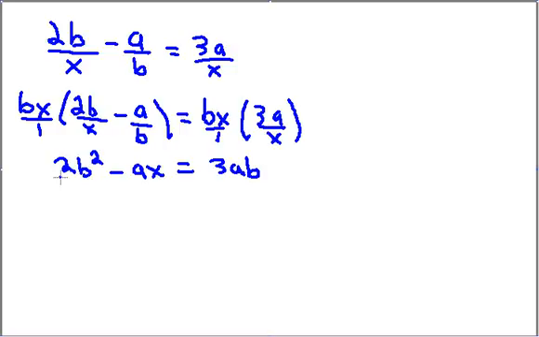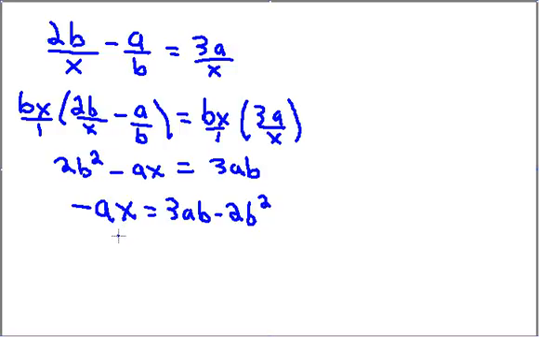Well, we need to get rid of this 2b squared. So to do that, we need to subtract 2b squared from both sides. Well, if we subtract 2b squared from the left side, that's just going to leave us minus ax. And on the right-hand side, if we subtract it, that's going to give us 3ab minus 2b squared.